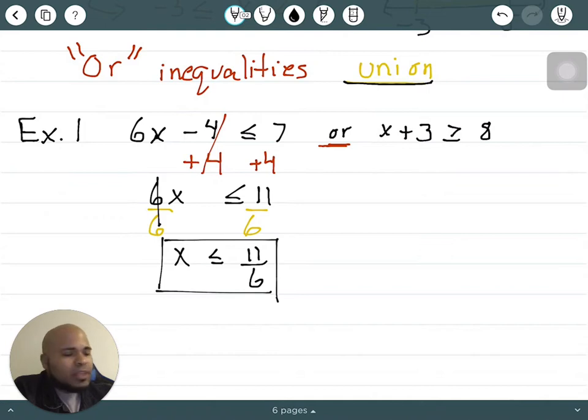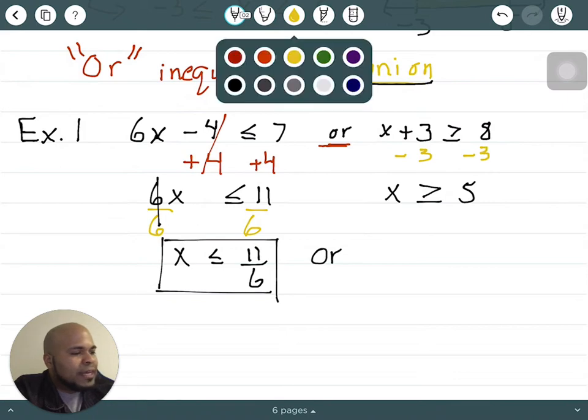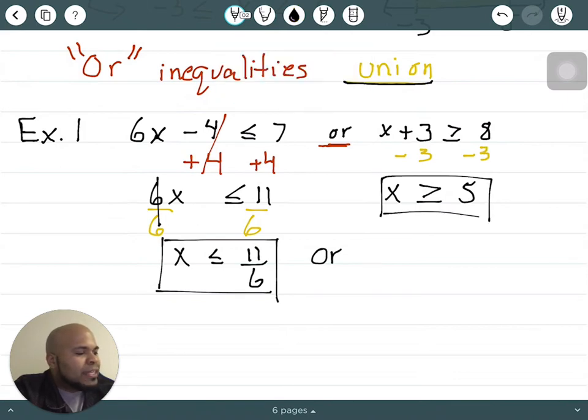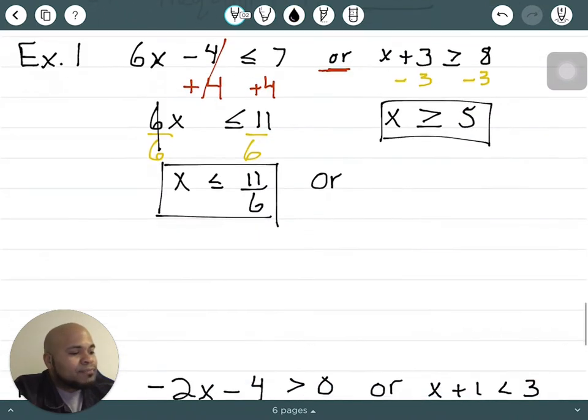Okay. But it's important that I bring the or down because this will change it only in one way. So again, I'm going to have to subtract 3 from both sides. And if I do that, I'm going to get that x is greater than or equal to 5. Hopefully you can see that. And now I have both x's by itself, which means I can graph it. Okay, so let's graph it.